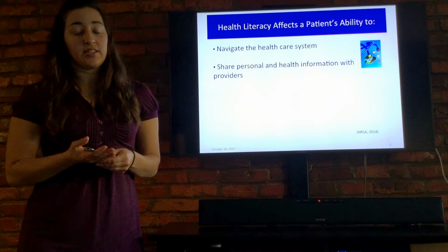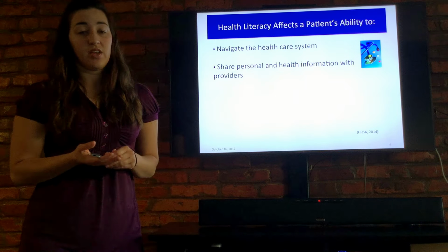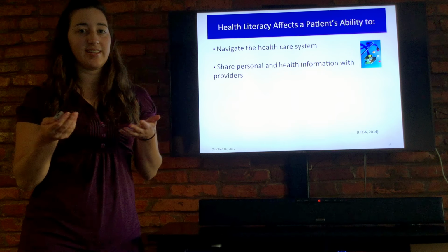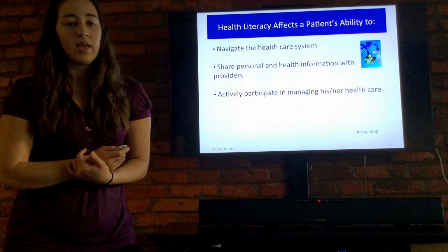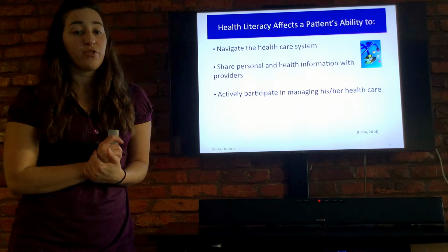It can negatively affect their ability to share personal and health information with providers. They may not be able to articulate what it is that's actually going on. It can make it difficult for them to actively participate and manage his or her own health care. That includes asking questions about their diagnoses. They may be scared to ask questions. They may not ask questions about medications or procedures. And it makes it more difficult for them to engage in self-care and chronic disease management.